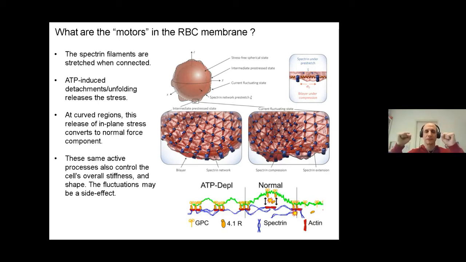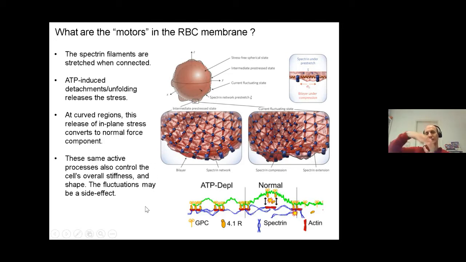So they're under stress. And it turns out that ATP can come along and sporadically detach some of these structures that connect this network, either disconnecting the individual strands or, sorry, a group of them from the membrane. And that can release locally this stress, which is stored inside these springs.